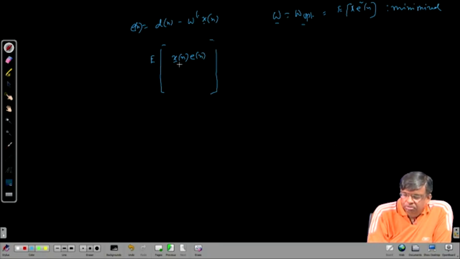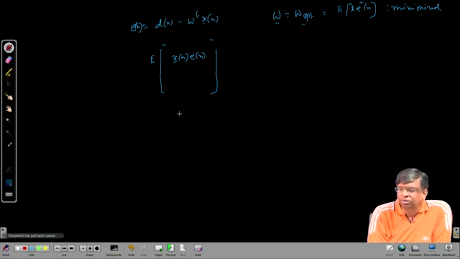So, if you write the x n vector fully here, then the first term will be x of n into E n. So, the correlation between x of n and E n, expected value, then x n minus 1 and E n, the correlation between x n minus 1 and E n, then x n minus 2 into E n, the correlation between x n minus 2 and E n, and like that. Suppose I want to calculate this.